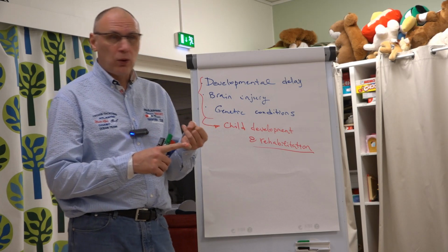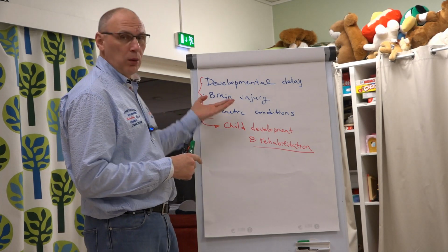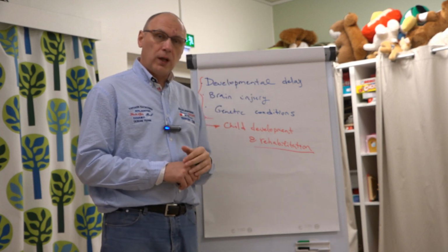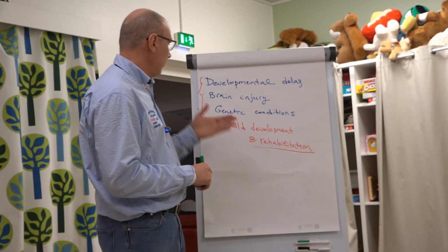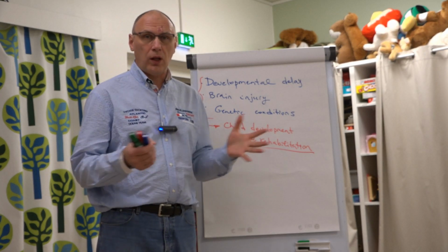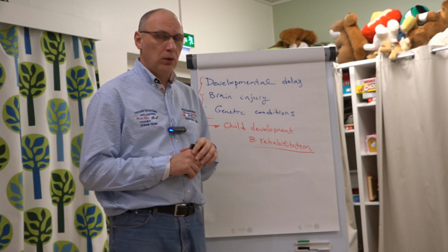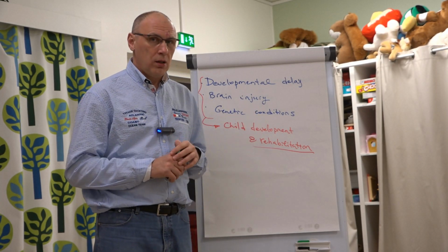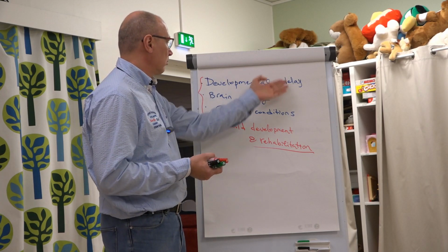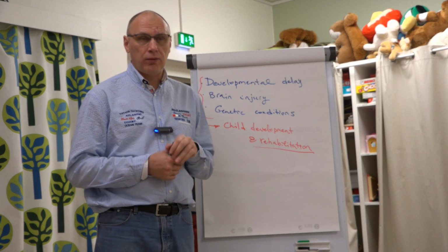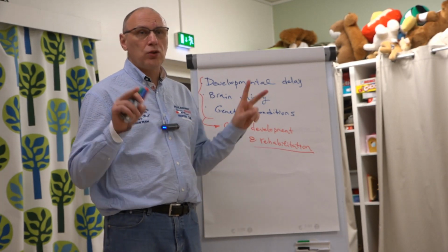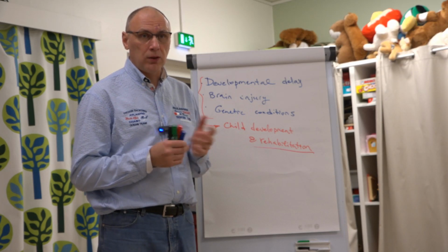So the first would be the brain injury and the related diagnosis of cerebral palsy. Second, genetic conditions and the related label of the rare diseases. And then, of course, you've got the part which doesn't have a particular label and just goes under the general developmental delay.